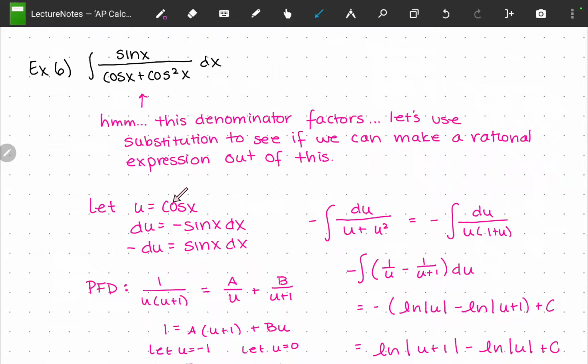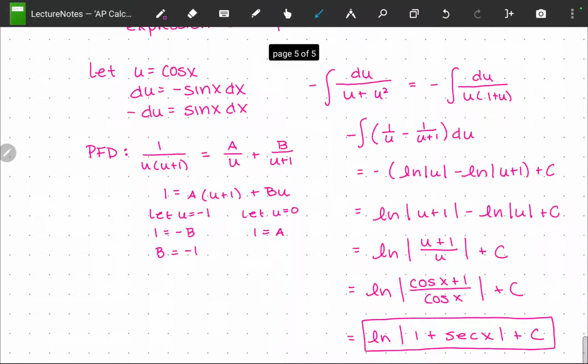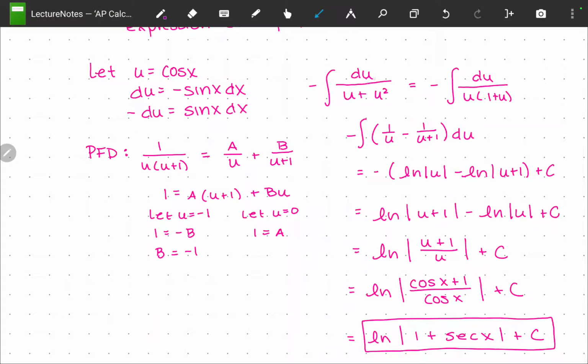So if I let u equal cosine, then du is negative sine x dx. I have a sine x dx, just not the negative, so I put it over here. So sine x dx is negative du. And then if cosine is u, this becomes u plus u squared. So now I'm going to go ahead and scroll up. So now we can see this is rational and this denominator does factor. So now I can do partial fraction decomposition.